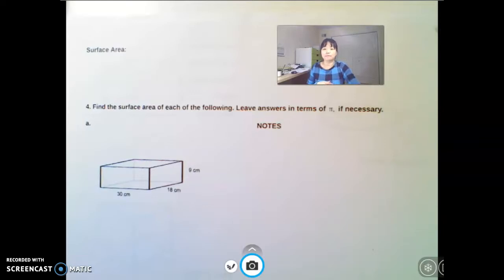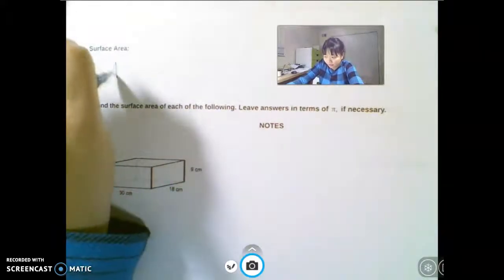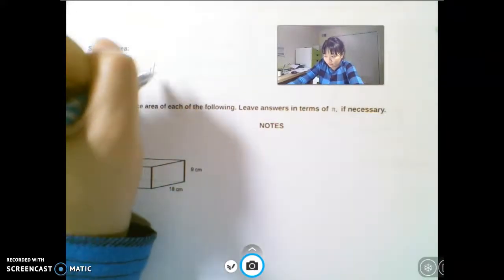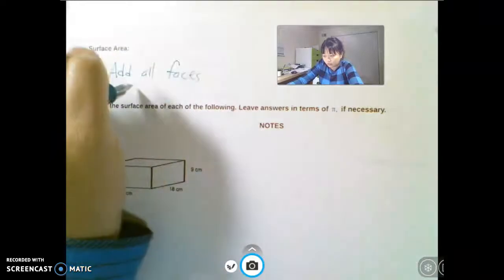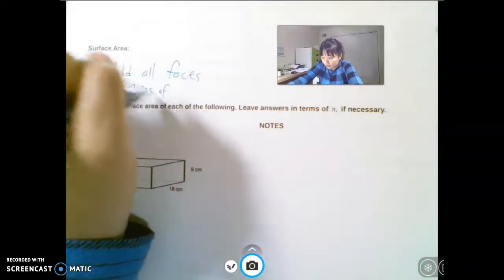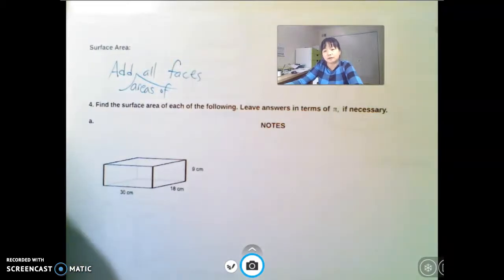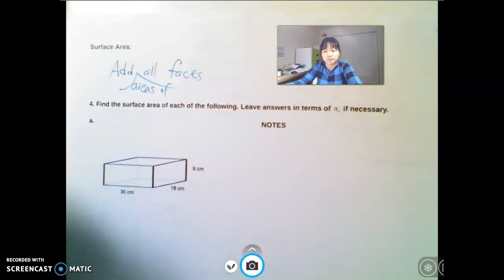So what is a surface area? Well, it is adding all the areas of the surface. So you gotta add areas of all faces. I know, I got a little too excited. So you gotta add all the areas of all the faces in a 3-dimensional shape to find the surface area.